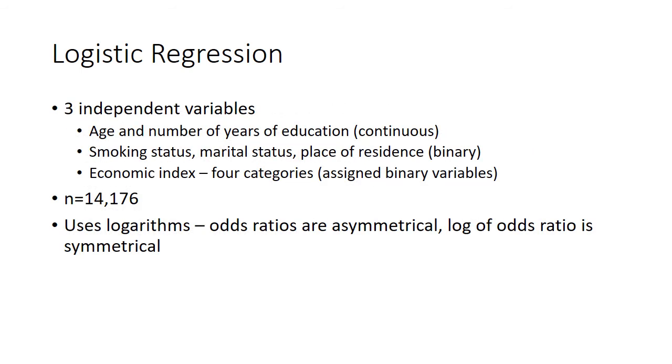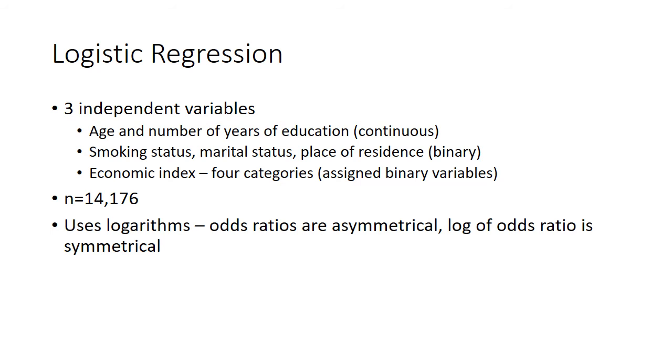So they were looking at 3 different kinds of independent variables, and again, these are the things that we are measuring about these women to see what type of effect they're going to have on the outcome, or dependent variable. They were looking at age and number of years of education, which are continuous variables. We're looking at smoking status and marital status, which are considered binary because single, married, smoking, non-smoking, and some place of residence. That could be something like rural, city, things like that. You can make those binary. And they also looked at their economic index, and they used 4 different categories, which they were assigning binary variables to as well.